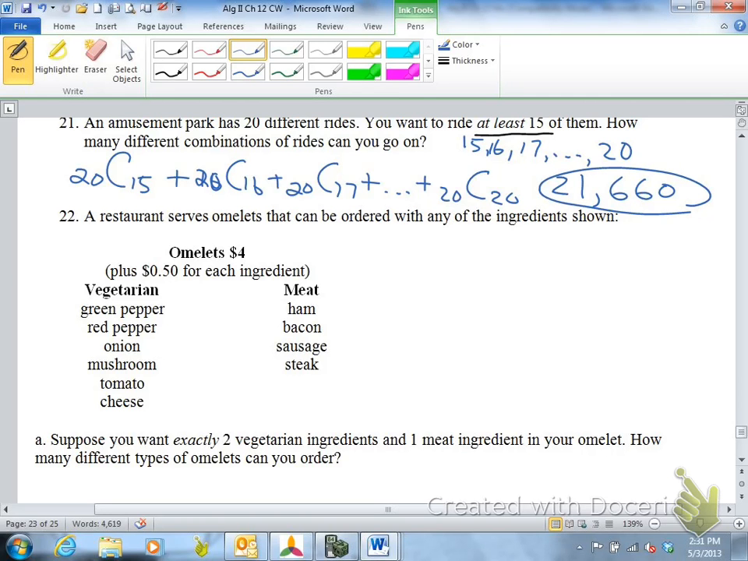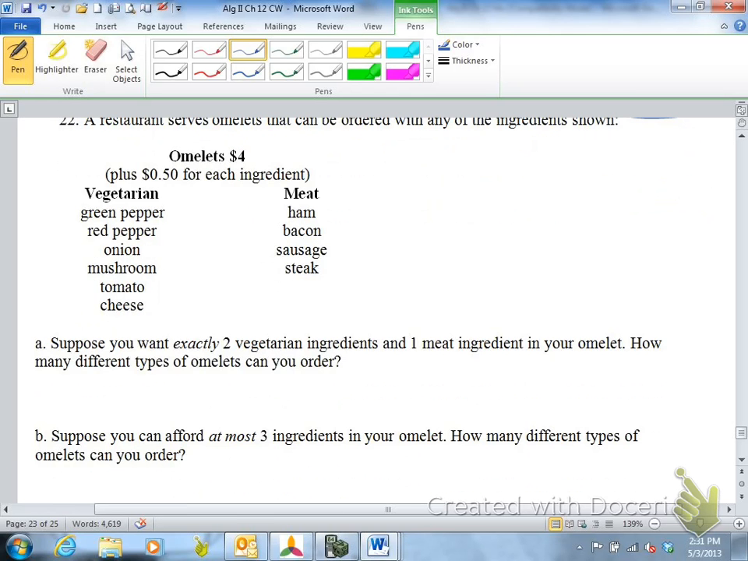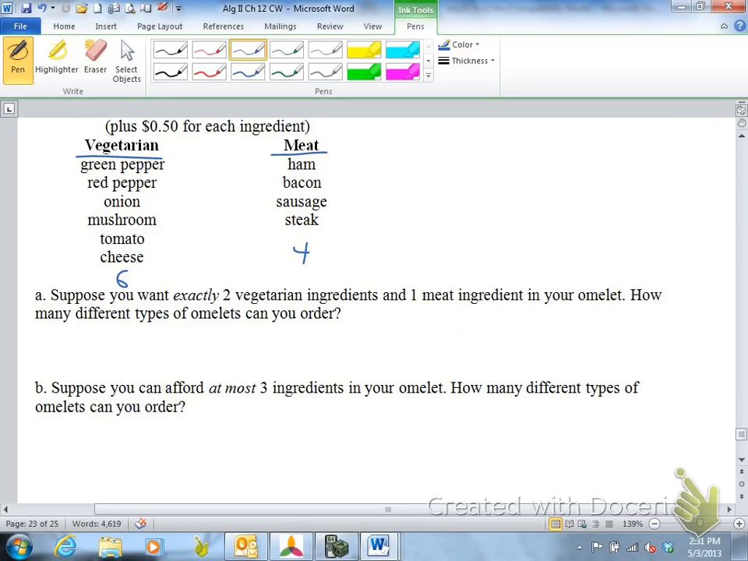So you have a restaurant that serves omelets. An omelet is an egg dish. Order with these ingredients. You have 6 vegetable ingredients: 1, 2, 3, 4, 5, 6. You have 4 meat ingredients. Suppose you want exactly 2 vegetables and 1 meat in your omelet. How many different omelets can you order?